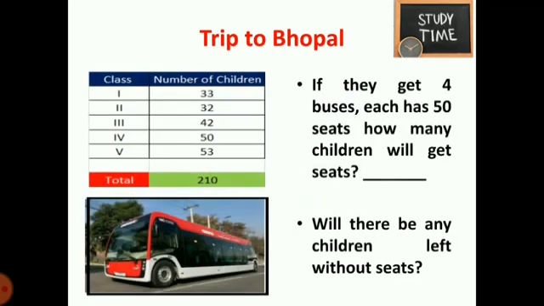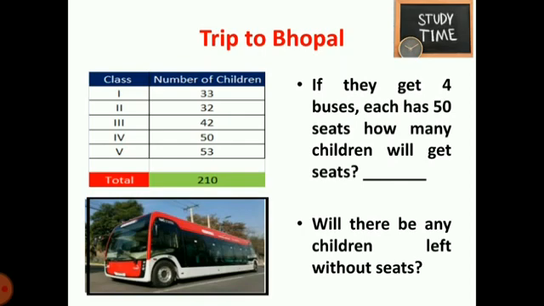So after getting these details, each children were discussing about the number of buses needed. So let us calculate how many buses needed. If they get 4 buses, each bus has 50 seats, how many children will get seats? Will there be any children left without seats? For this, first you need to calculate the total number of children. Only then you can calculate how many number of buses you need.